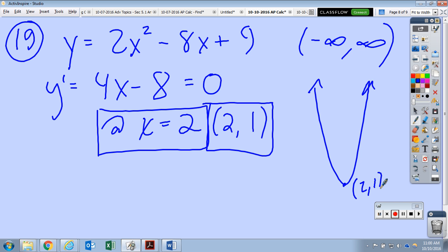All right, so the end behavior we know, so there's nothing else to really test. There's nowhere where this is undefined, right? There's no division by zero possibility, so we've covered everything. This is the only extreme value, and we would call it the global or absolute minimum of the function.